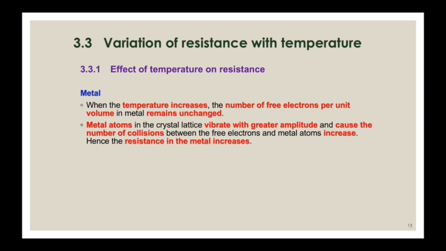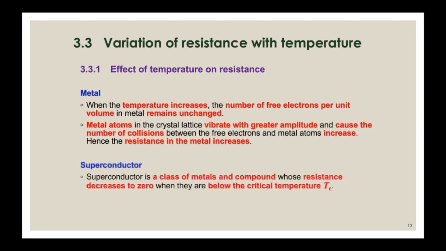We have a lot of free electrons in the copper wire. It doesn't matter if it's any metal. Let's say we have a wire. In the wire there are a lot of free electrons, and when it is heated, the collisions among the free electrons become much higher, the number of collisions increases, hence the resistance of the metal increases. A superconductor is a class of metals and compounds whose resistance decreases to 0 when they are below the critical temperature.